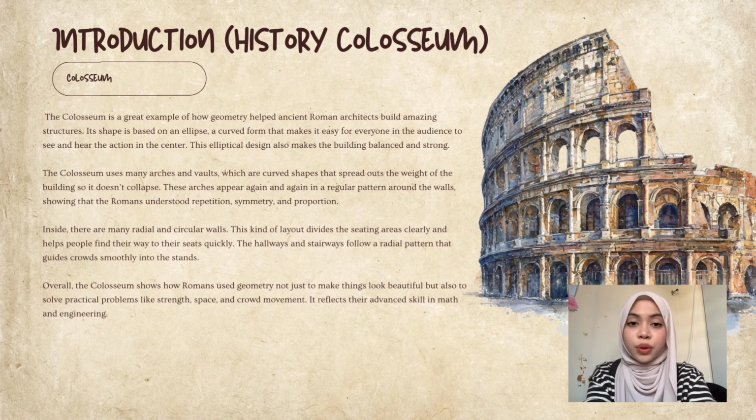Overall, the Colosseum shows how Romans used geometry not just to make things look beautiful, but also to solve practical problems like strength, space, and crowd movement. It reflects their advanced skill in math and engineering.